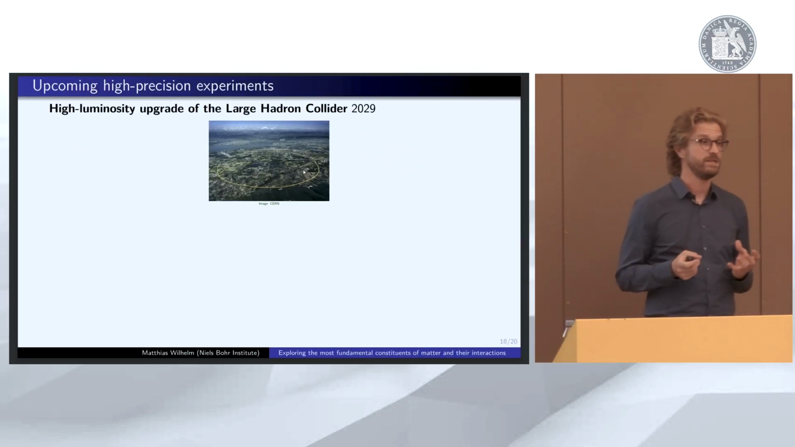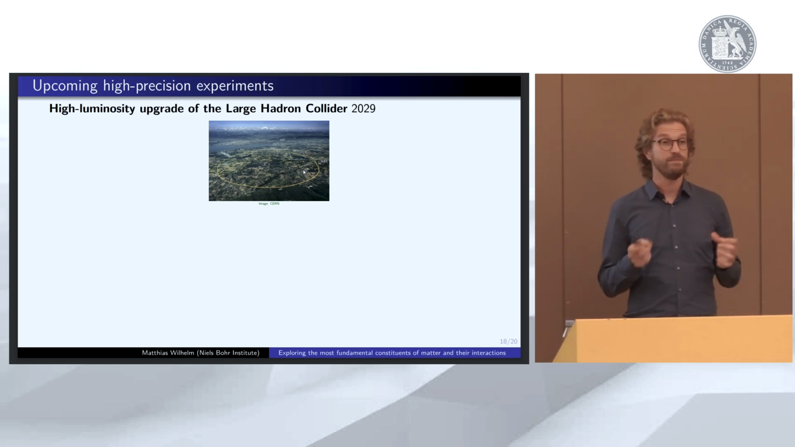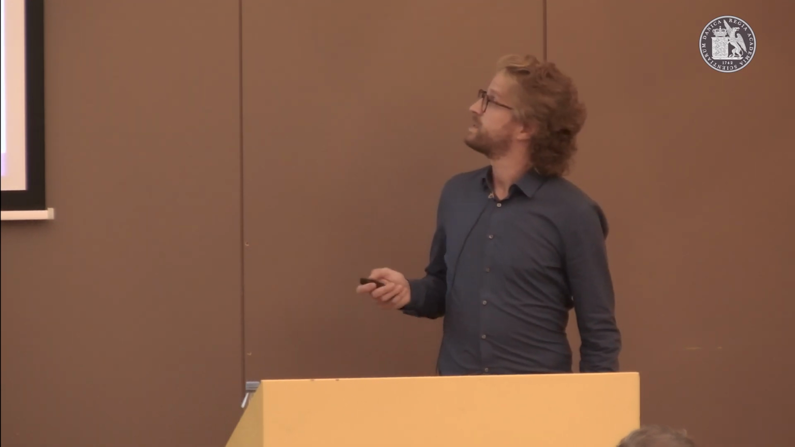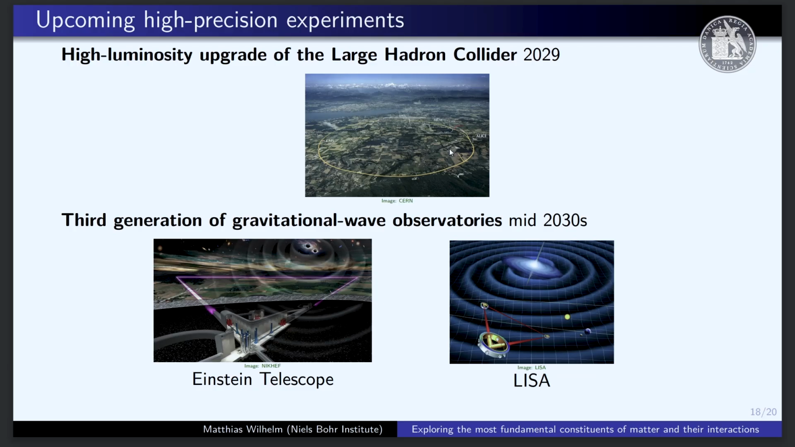In the coming decade, you'll see a vast increase in the availability of high-precision experimental data. In 2 years, the Large Hadron Collider will receive an update, and data taking there is scheduled to start in 2029. Moreover, the third generation of gravitational wave observatories is planned to be operational in the mid-30s. This includes both much larger ground-based observatories as well as space-based ones.